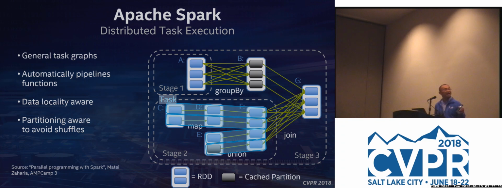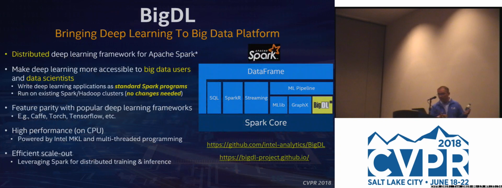Hopefully this gives you a high-level overview of the Spark compute engine. As I mentioned before, Spark is one of the most widely used big data processing frameworks in the industry. And this is a project open sourced by Intel, BigDL, which essentially builds a deep learning library directly inside Spark. If you're familiar with Spark, we talked about the core compute engine of Spark in the last couple of slides.